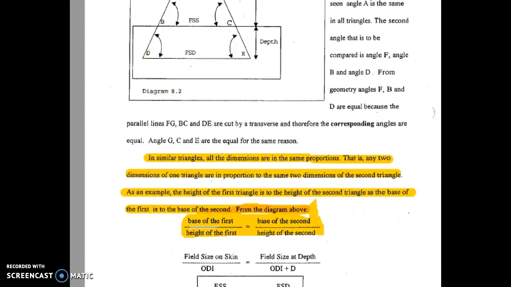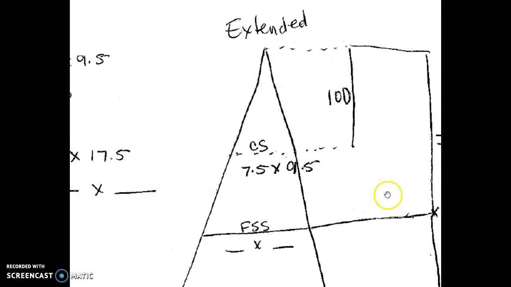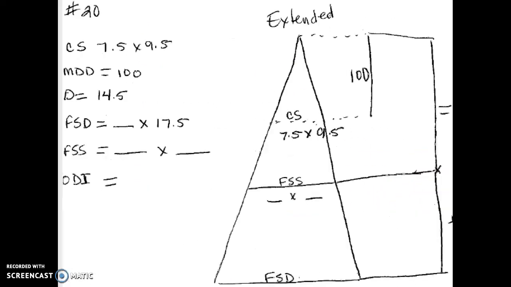Okay, let's go to our assignment here on question 20. I have written down what we know about our parameters in question 20. We know the collimator setting: short side is 7.5 by long side 9.5. The machine is defined at 100 centimeters. The depth is 14.5 centimeters. The field size at depth, we do not know the short side, but the long side is 17.5. We need to find the field size on the skin and the ODI measurement.